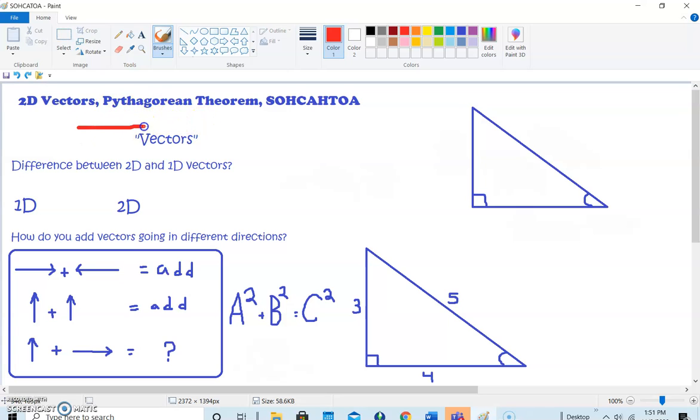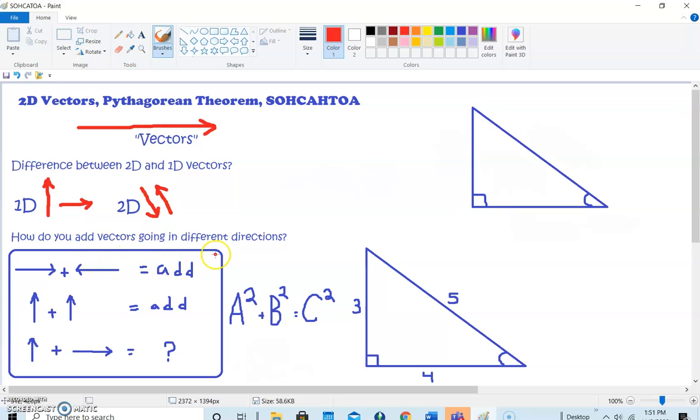So, first we need to know what a vector looks like. A vector is a line with an arrow at the end. What's the difference between 2D and 1D vectors? Well, 1D vectors go up and down or left and right. 2D vectors have a diagonal, so they look like that.